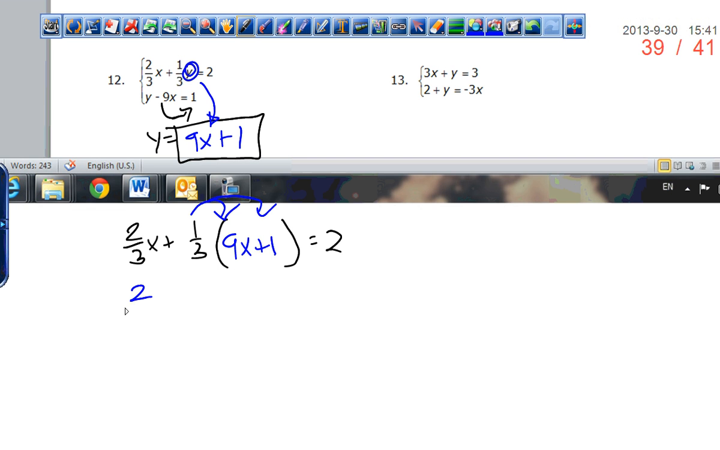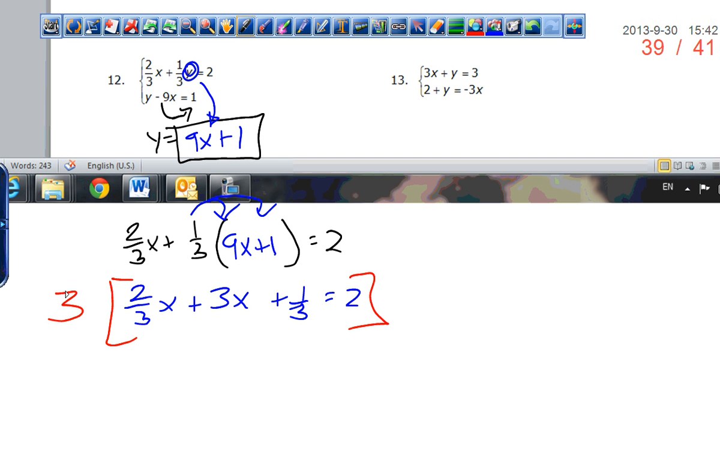Fractions are ugly. Yes, they are. 2/3 x plus 1/3 of 9 is 3. Good. 1/3 times 1 is 1/3. Here I'm going to suggest we get rid of the denominator. I'm multiplying every single thing by 3.